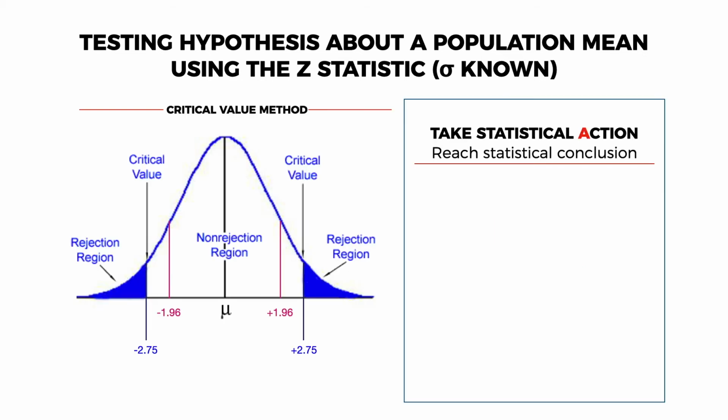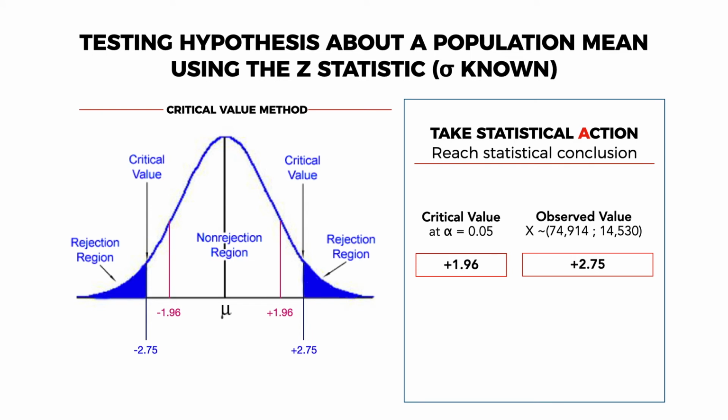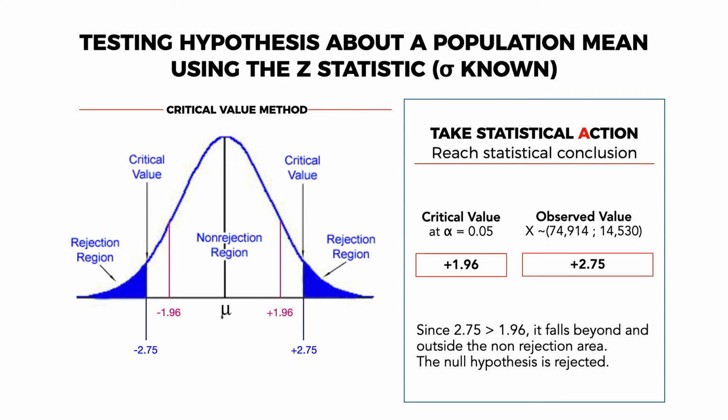So basing from this alone, comparing the 2.75 to our critical value that is 1.96, we now know that since 2.75 is greater than 1.96, the statistical action that we will take is to reject the null hypothesis because the observed value falls beyond and outside the non-rejection area as defined by our critical value. So you will notice here that the critical value method and the z-score method is basically the same. Except for the critical method, we will include the estimation for population mean so that we will be able to identify what exactly is the value found in the 1.96 standard deviations away from the mean.